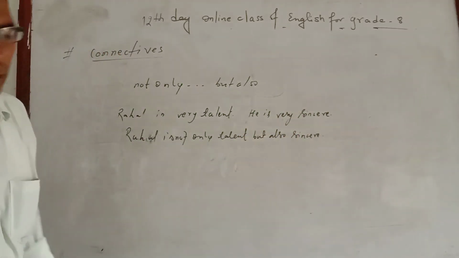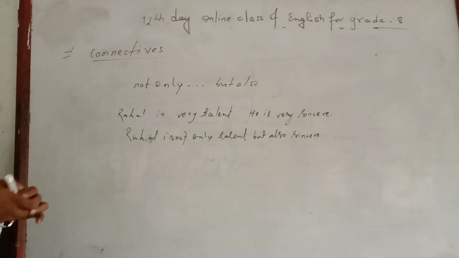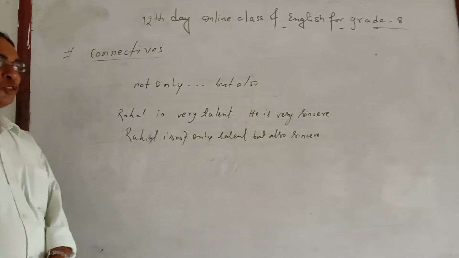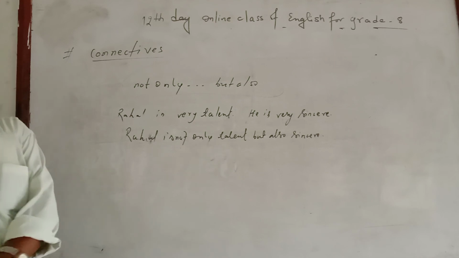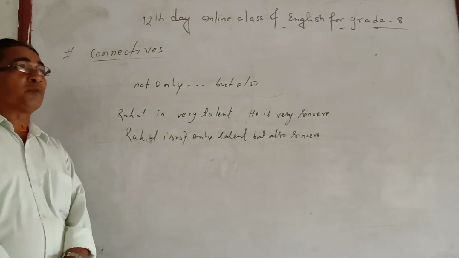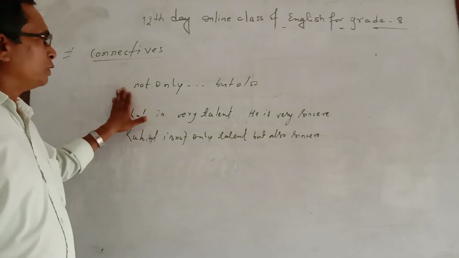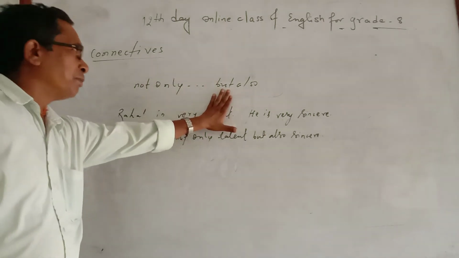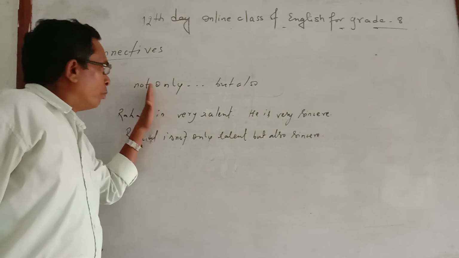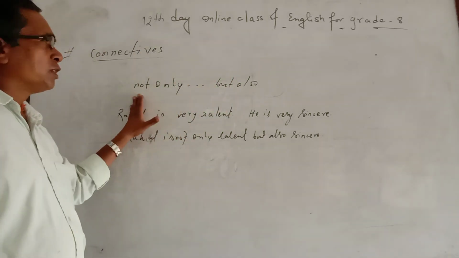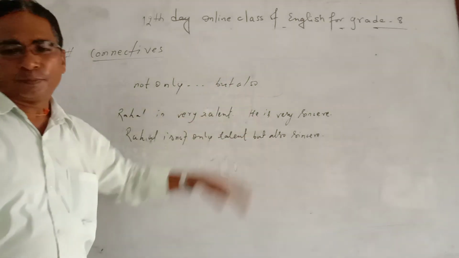Similarly, you can have one more example. She is a doctor, she is a nurse. So on one side she is a doctor, on the other side she is a nurse. It means she is not only a doctor but also a nurse. So while using "not only...but also", when you have more than one thing related to the same person, the same thing, at that time you can use "not only...but also".